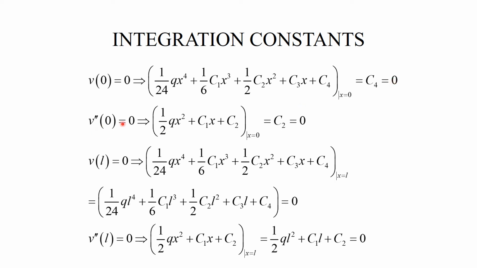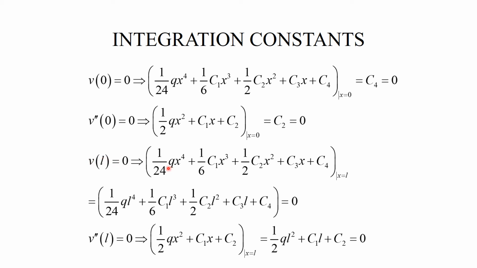V double prime of 0 equal to 0. That's the expression for V double prime. I evaluate it at x equal to 0, which implies that C2 is equal to 0. Now the algebra gets a little bit more complicated, but not by much.